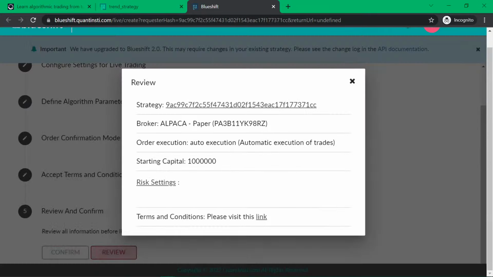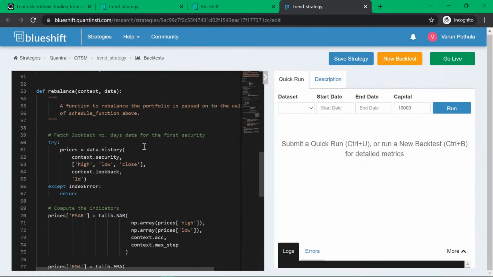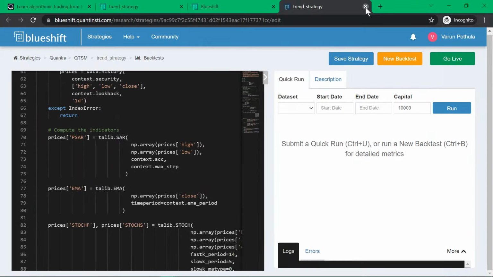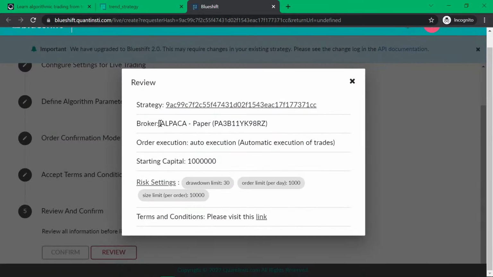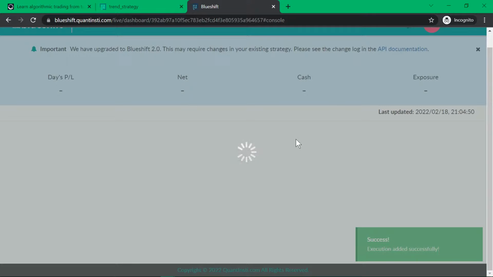At the end, we are just going to review our algorithm's parameters. If you want to recheck your strategy, you can click on it and it will take you to your code, where you can check all the parameters for any mistakes. If you're happy, you can just come out of it. The broker we selected is Alpaca, and we are releasing it for live. We have selected auto execution, and we started with a paper trading capital of 1 million, with these risk metrics: a drawdown limit of 30%, order limit of 1000, and size limit of 10,000. You can just click on confirm, and Blueshift will start connecting to the Alpaca paper trading platform.